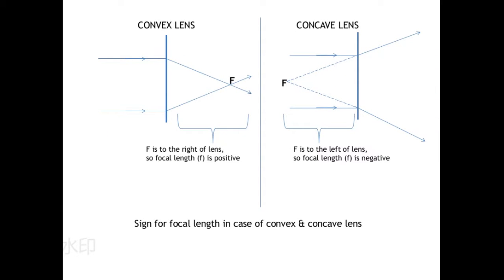Now, sign convention for convex lens and concave lens. Look at the diagrams. Convex lens, the parallel rays meet at F on the right side of lens, so F is positive. In concave lens, the parallel rays diverge and when produced backward, meet at F, which is to the left of the lens. So in concave, it is minus. So F is positive for convex lens, F is negative for concave lens.